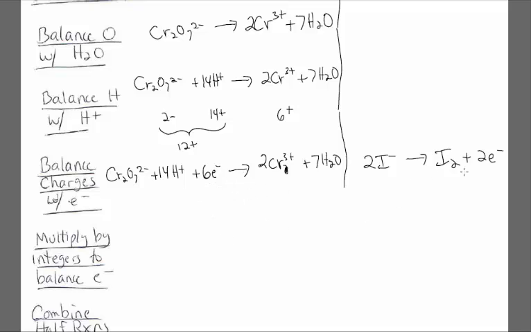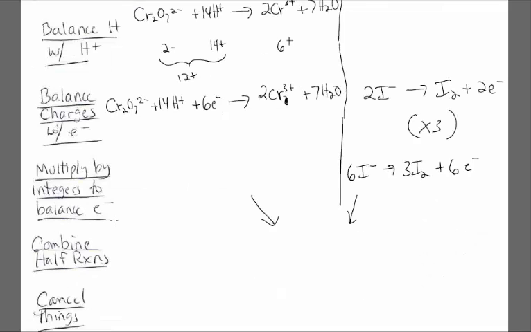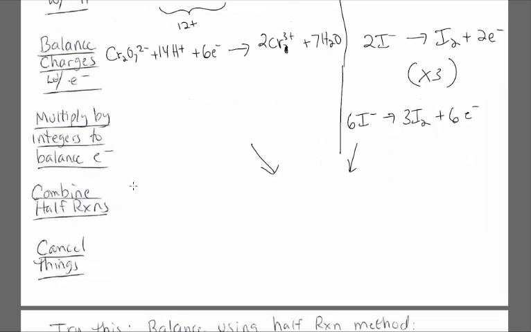6 electrons here, 2 here. We can multiply this one by 3. So we multiply the whole reaction by 3, which means that this reaction becomes 6I minus going to 3I2 plus 6 electrons. It now has 6 electrons like this one does, so we can finally combine our 2 half reactions. Once they have the same number of electrons, we can combine them into one complete full reaction, which I will try to fit here.